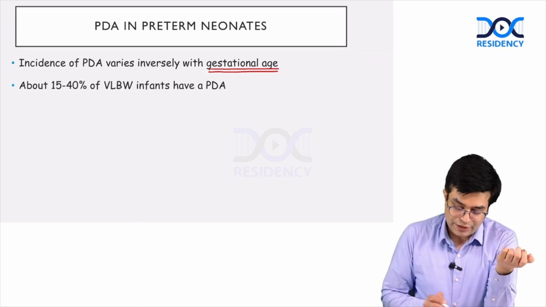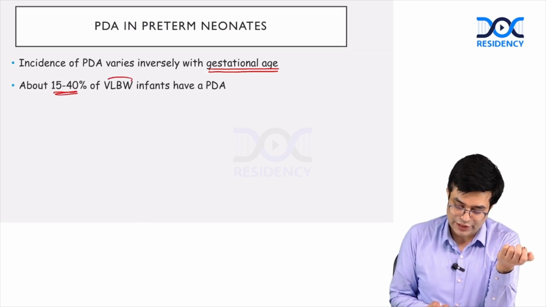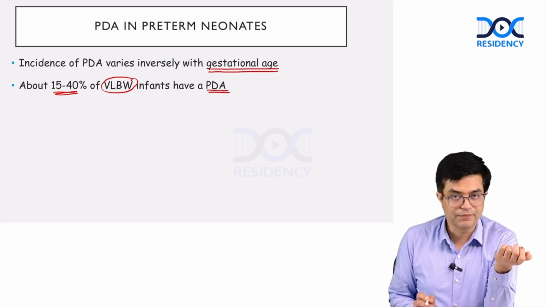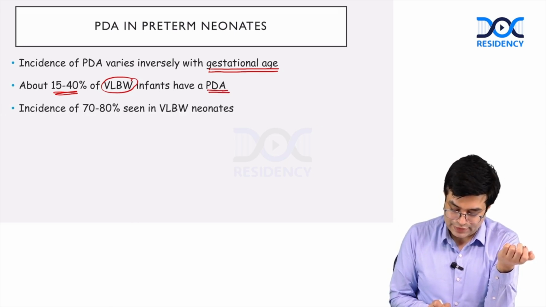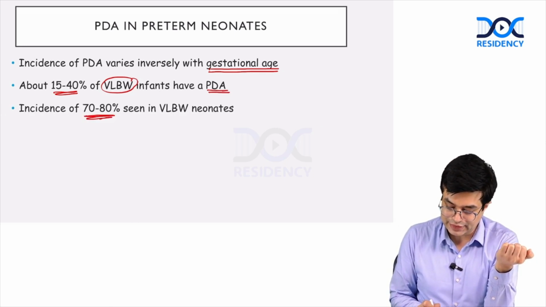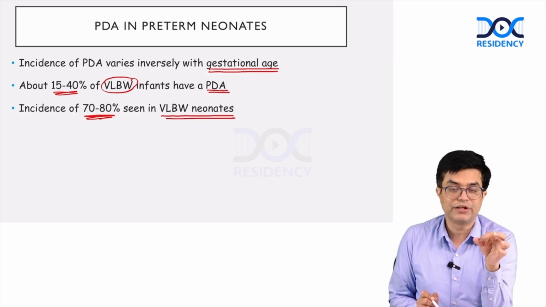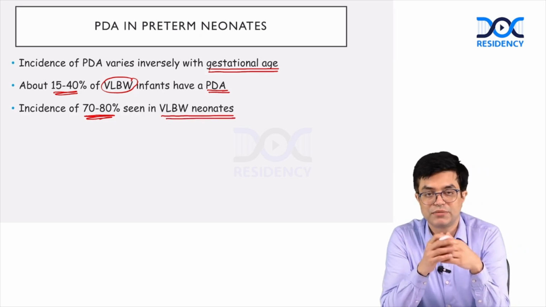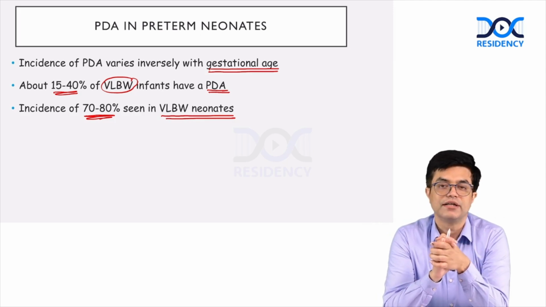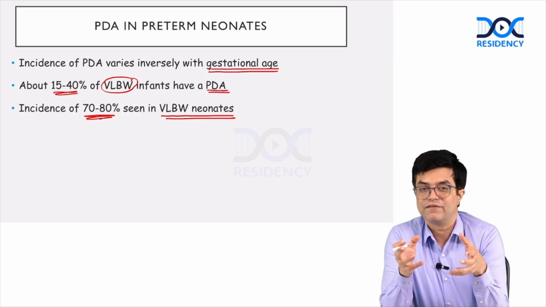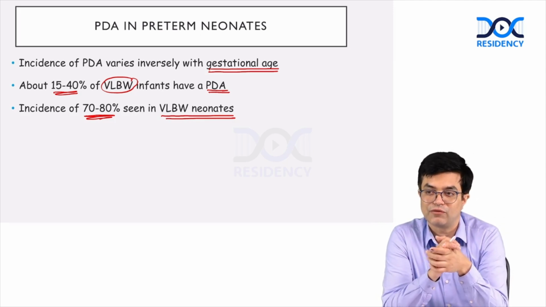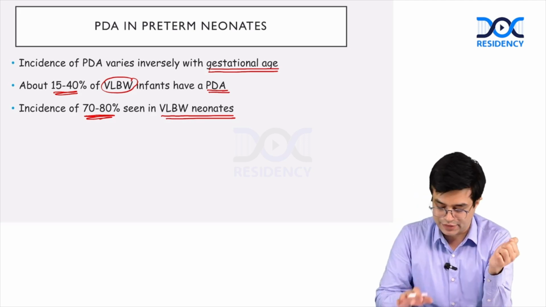About 15 to 40% of very low birth weight infants are found to have a PDA, and an incidence of 70 to 80% is seen in these very low birth weight newborns. Very low birth weight means birth weight less than 1.5 kg. About 75% on average will have a PDA. Whether it will be significant or not, we will see in some time.